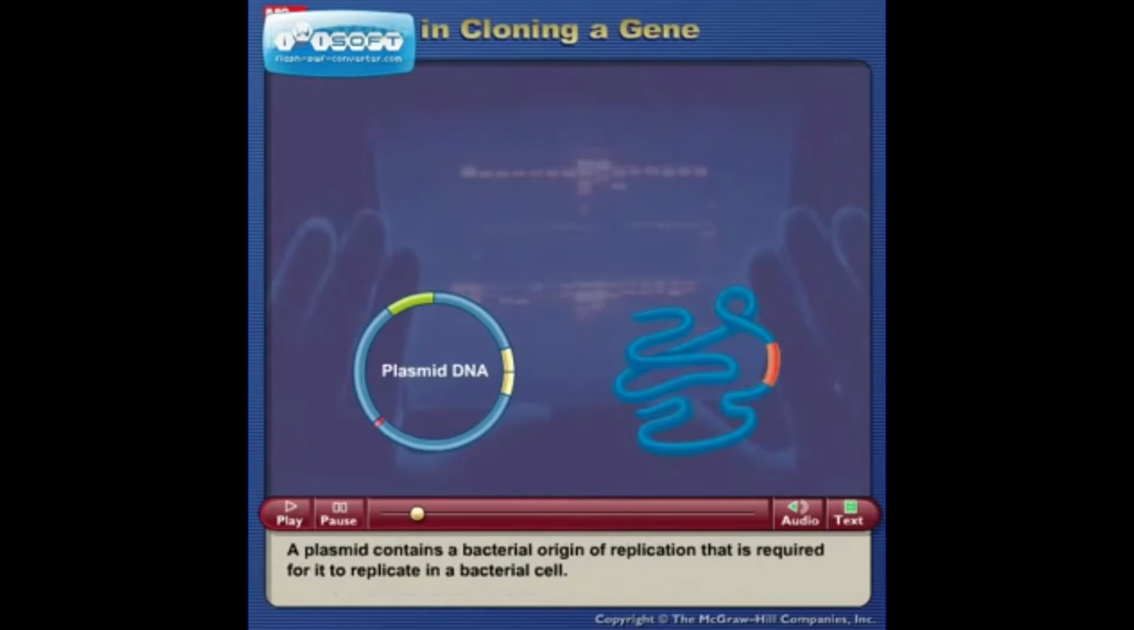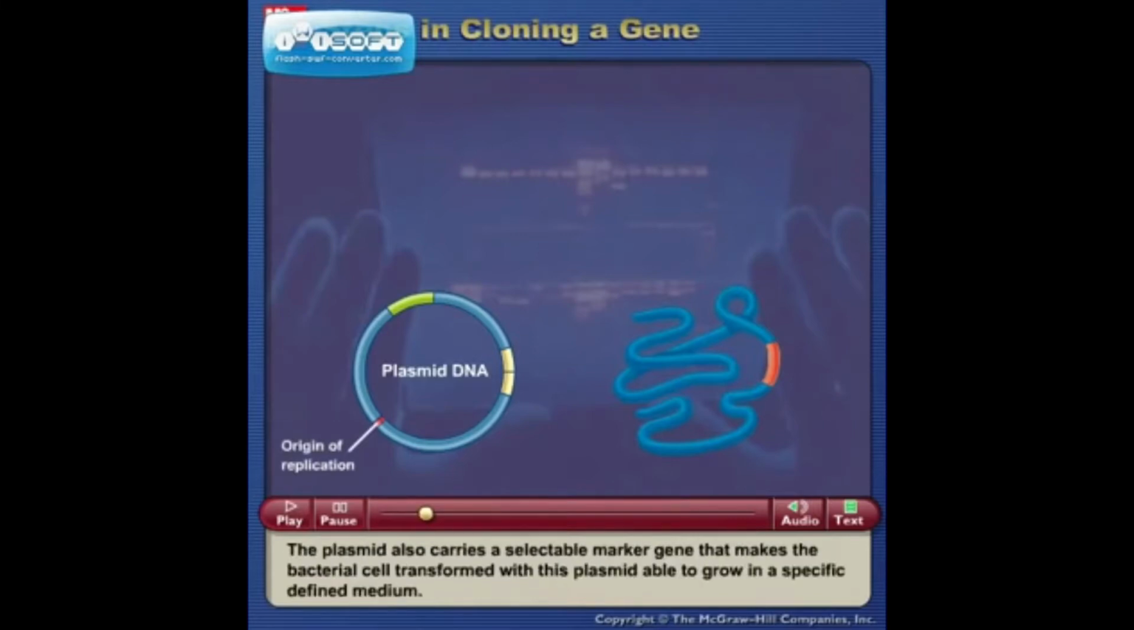A plasmid contains a bacterial origin of replication that is required for it to replicate in a bacterial cell. The plasmid also carries a selectable marker gene that makes the bacterial cell transformed with this plasmid able to grow in a specific defined medium. In our example here, the plasmid contains a gene that makes the bacteria resistant to the antibiotic ampicillin. In another location in the plasmid is a copy of the LacZ gene that will produce the enzyme beta-galactosidase when the plasmid is inside the bacterial cell.